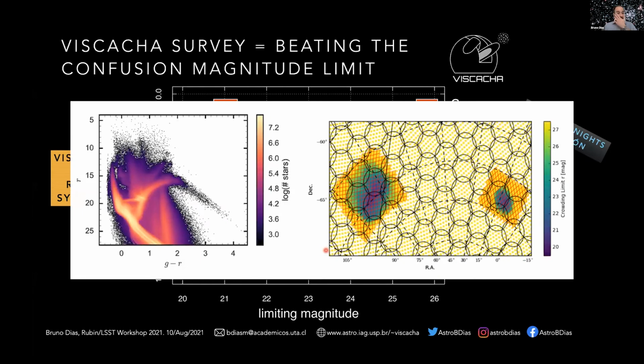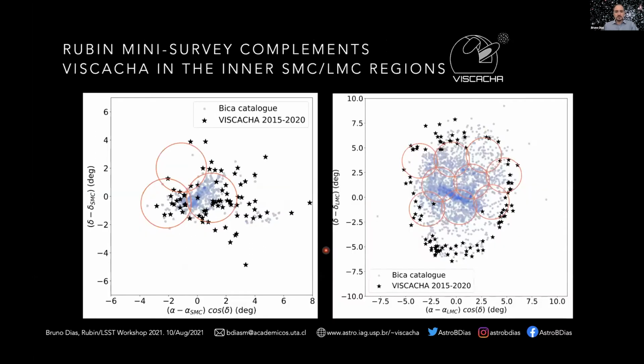Here's the simulation by this proposition, showing the crowdedness, really the bar of the LMC and SMC, that are still limited by the confusion limit at 20 magnitudes, which is not useful for the oldest populations of the Magellanic Clouds. But on the outskirts there, it's pretty much enough, right, to get this.